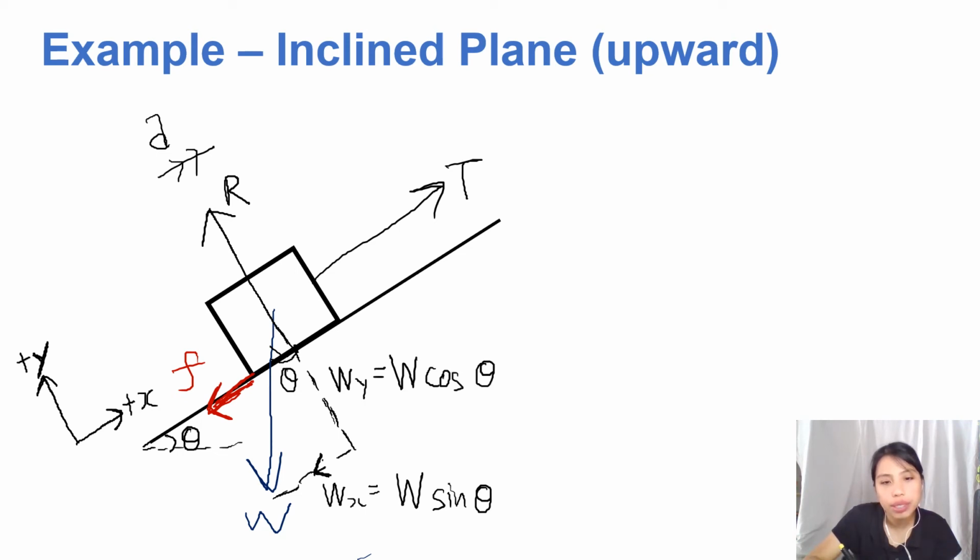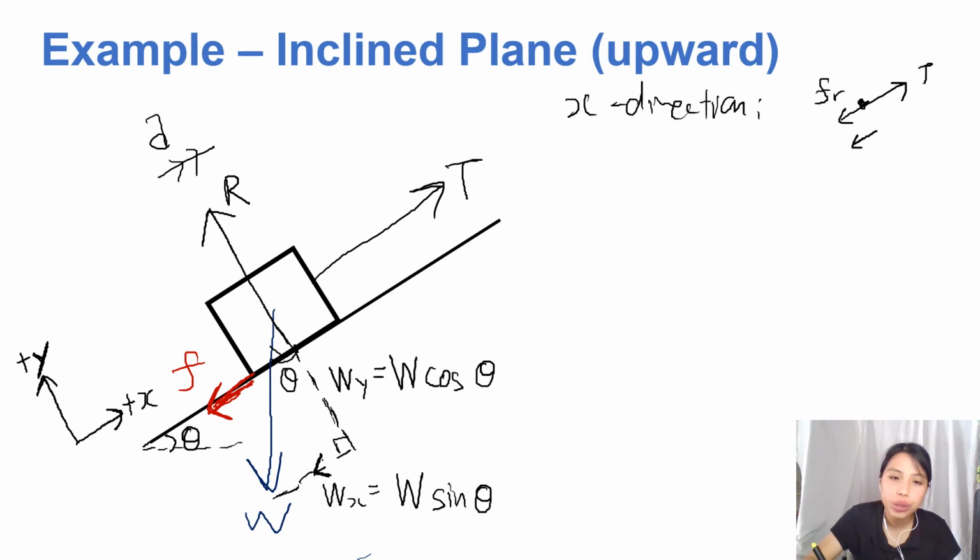adjacent over hypotenuse. Okay. So if we look at the x direction, that's where the friction is. We'll have a force, tension, going up, and then opposing it is friction, and one more going down. I should draw that: Wx. So the x component of gravity also wants to pull the block down the slope. That's why you need such a big tension to pull it up the slope.